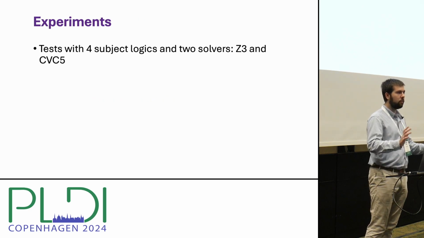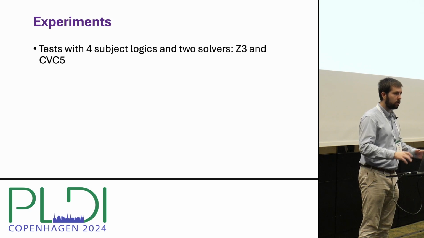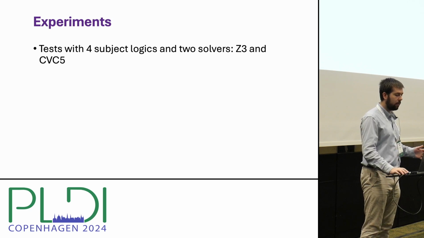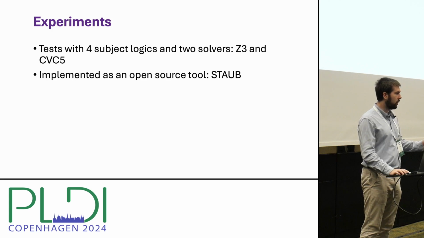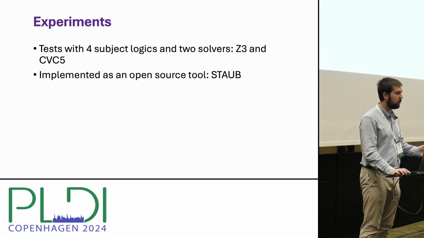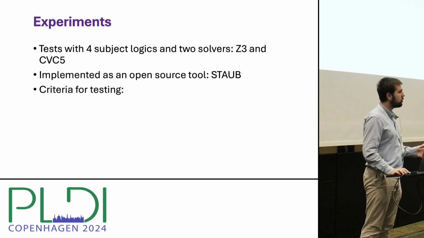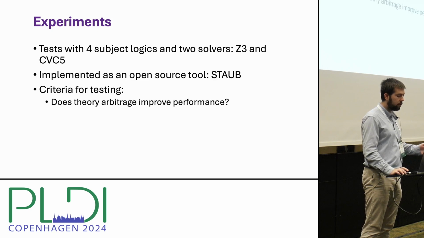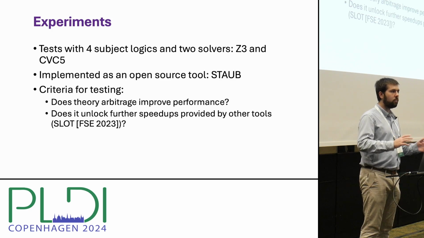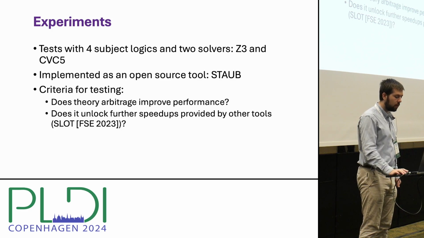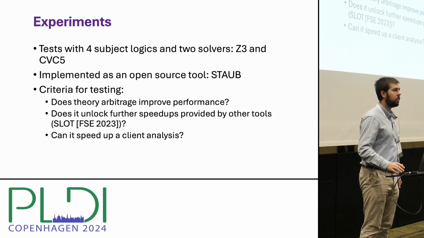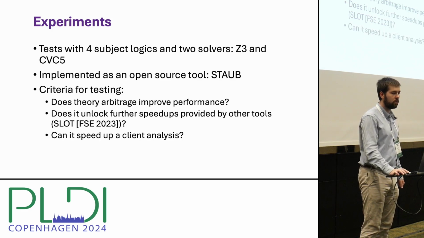So we've tested this on the 4 subject logics I've told you about with 2 solvers, Z3 and CVC5. We've implemented the tool as an open source tool called STAUB that you can access through the paper. And we want to ask 3 research questions. So first, does theory arbitrage improve performance? Second, can it unlock performance improvements from the other existing approaches for bounded theories I told you about? And third, can it improve a client analysis? So we seek to answer all 3 of those questions.